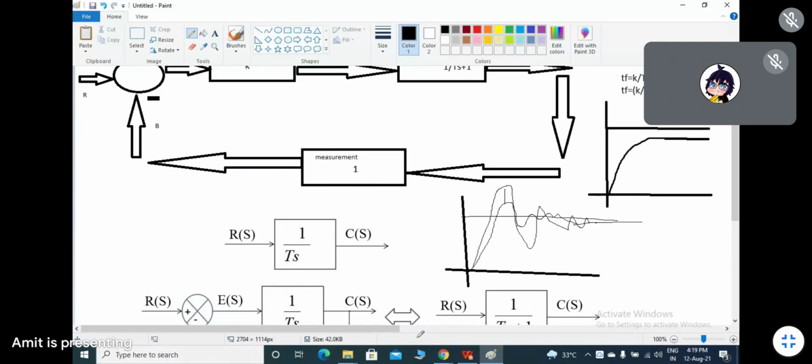So for now, just remember that whenever your gain increases, your band will get narrower, your offset error will become less, and your number of oscillations and peak value will increase. This is known as your peak value. You should remember this much.